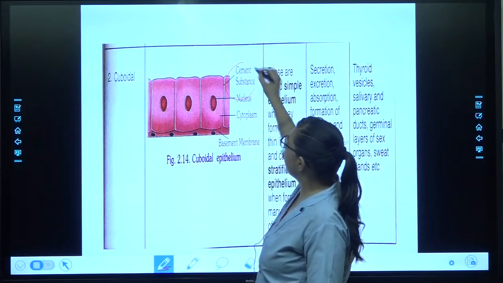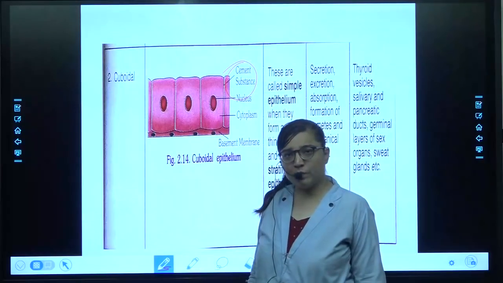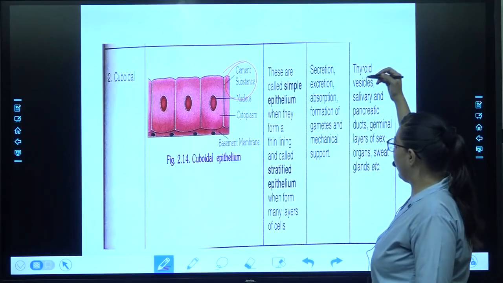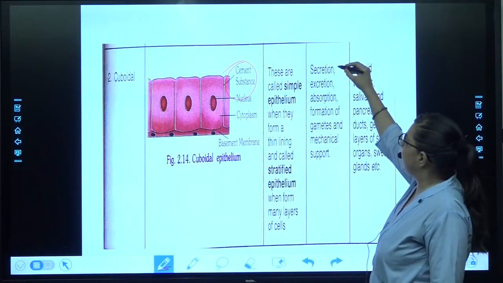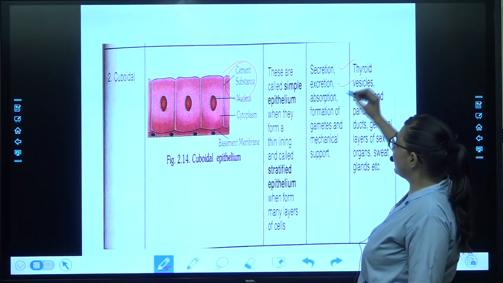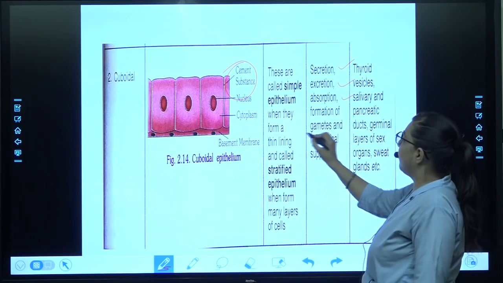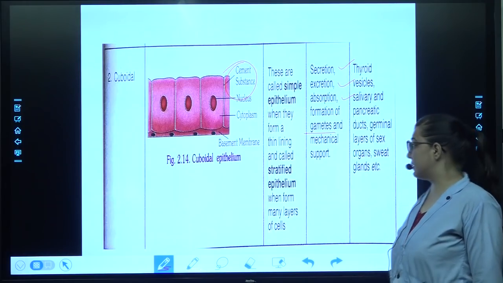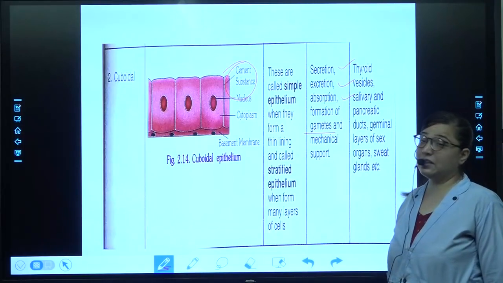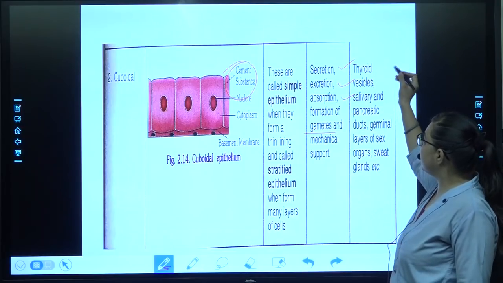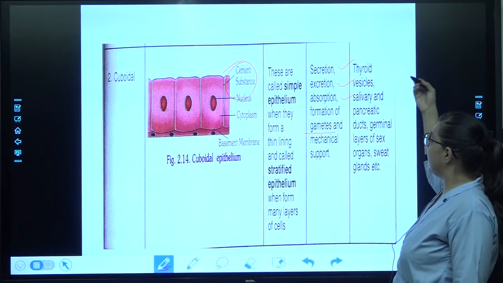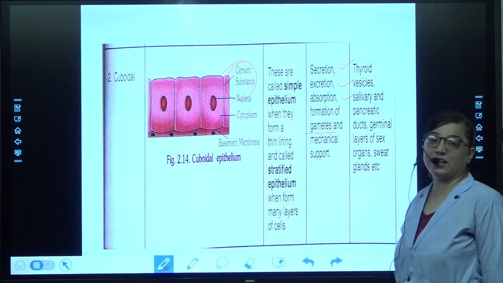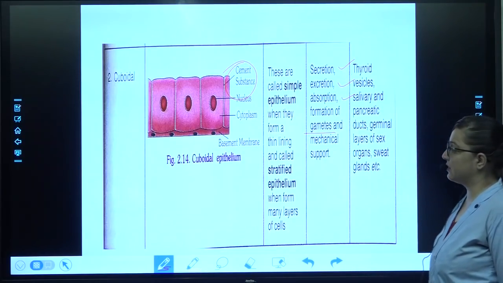Moreover, the cement substance means it will bind the cells. Where does it help? What are its functions? It will help in secretion, excretion, absorption, and the formation of gametes. What are gametes? They are the sex cells. And in mechanical support. Where are they present? Thyroid vesicles, salivary and pancreatic ducts, terminal layers of sex organs, and the sweat glands.